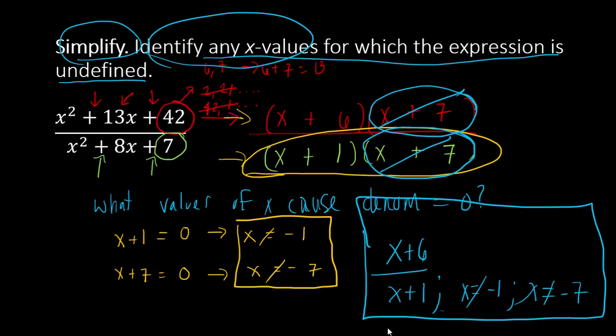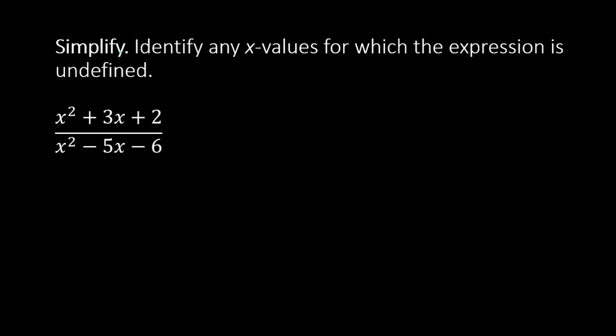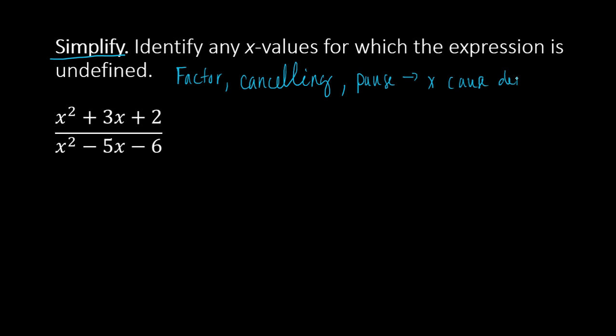Let's do another example. So same thing here. We're going to simplify by factoring and canceling like terms in the numerator and denominator. And we have to pause and identify what values of x cause the denominator to equal 0 and therefore would be undefined values of the function. Alright, so starting with the numerator.